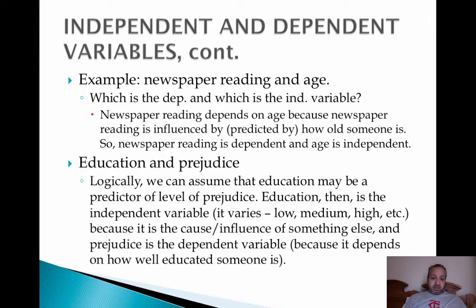Education and prejudice. This is another example. We might hypothesize that the more highly educated someone is, the less prejudiced they are. Okay? So, which one of these is the independent variable? Which one is the dependent variable? Well, we think that education level influences level of prejudice, right? So the independent variable in this example would be education level, and the dependent variable would be the level of prejudice, because prejudice depends on the level of education that someone has.